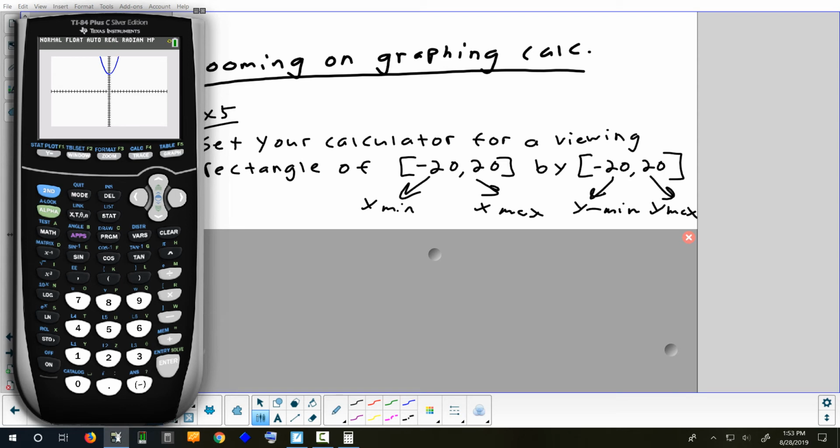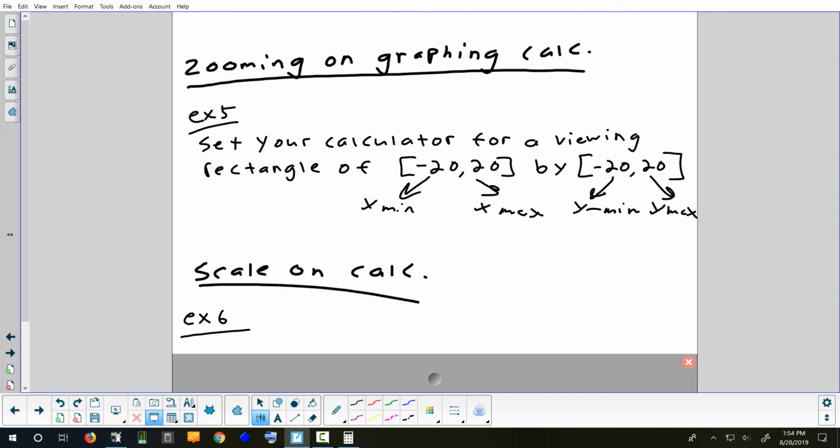Yeah, I'll take that. That looks good. It's decent. I mean, you've got a lot of space down here that you really don't need, so maybe you don't need your y minimum all the way at -20, but that's fine. So that's how you change your window. You just press window, and you can type in anything you want. Don't worry about x scale and y scale. Just worry about those 4 values right there.